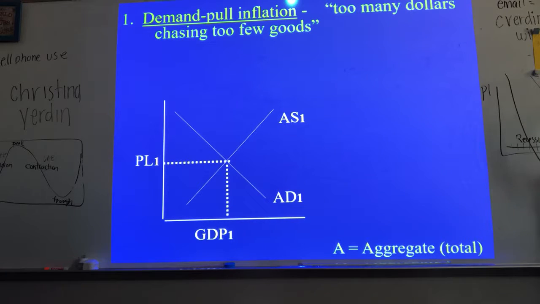Okay, do y'all get this? Okay, yes. So is that like how on eBay you can have a steady price for the whole length of the auction, and in the last minute the price just skyrockets because there's a bunch of people that all want it? All want it, and that's too many dollars chasing too few goods.